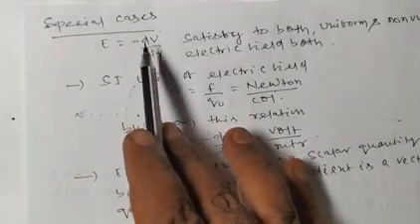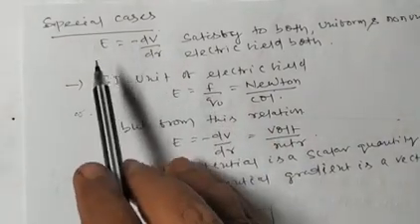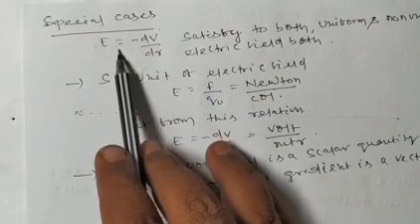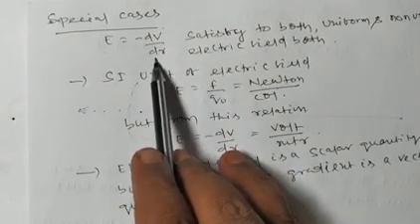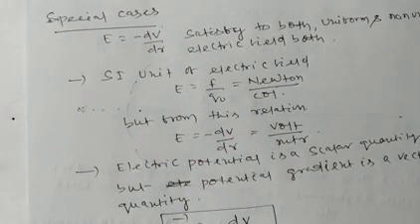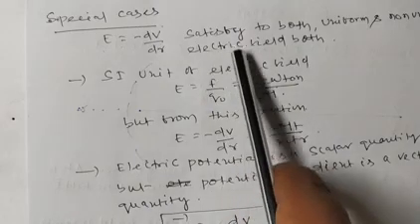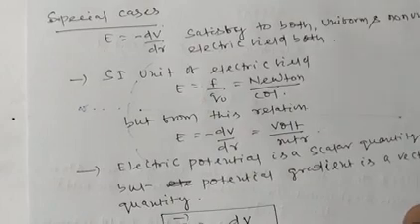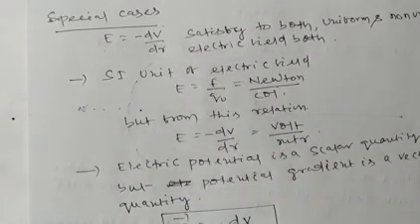Now we have to go into the special cases. As we know, E equal to minus dV by dr. The question arises whether it is applicable only to a uniform electric field. No. It is satisfied for both uniform as well as non-uniform electric fields.